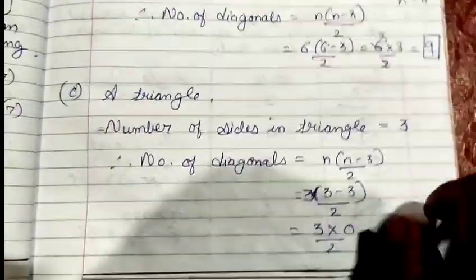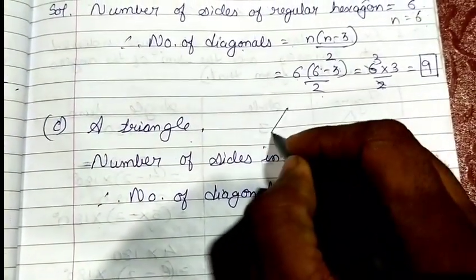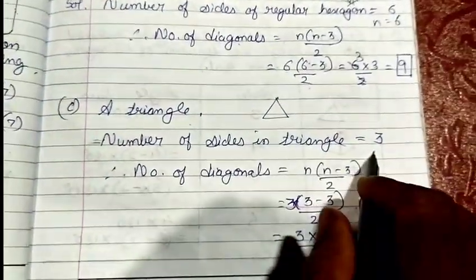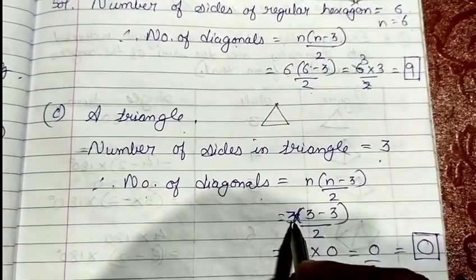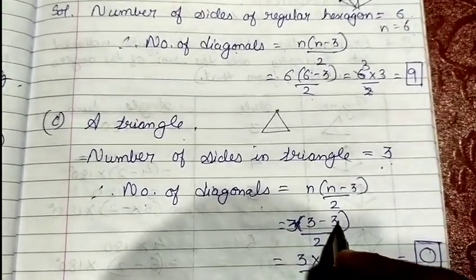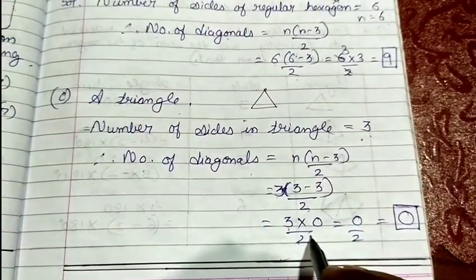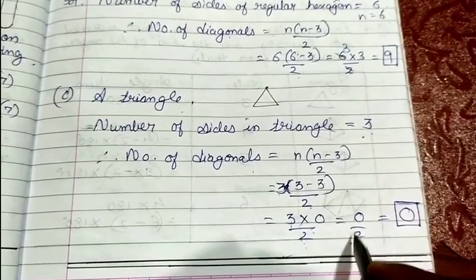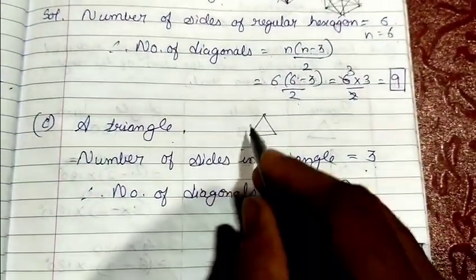Now let us see how many diagonals a triangle has. Does a triangle have any diagonal? As we all know, a triangle has 3 sides. So write down the number of sides in a triangle, 3. Now put the formula, number of diagonals equals n into n minus 3 by 2. So in place of n, write down 3. 3 into 3 minus 3 divided by 2. Write down this 3 as it is. Then 3 minus 3 gives 0, divided by 2. And 3 zeros are always 0. And 2 as it is, 0 divided by 2 gives 0. Means a triangle does not have any diagonal.